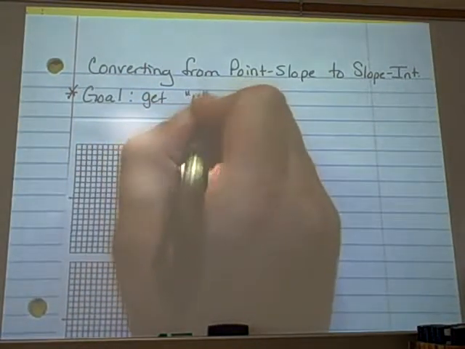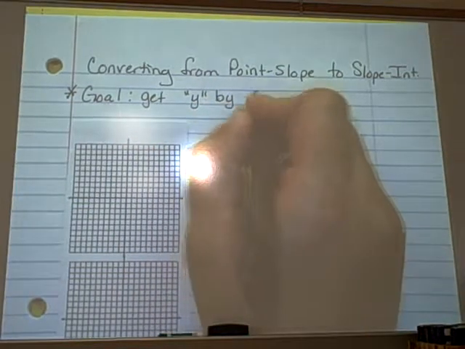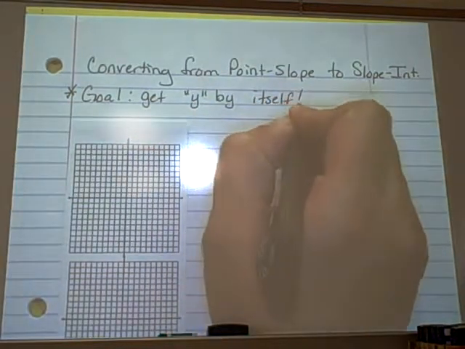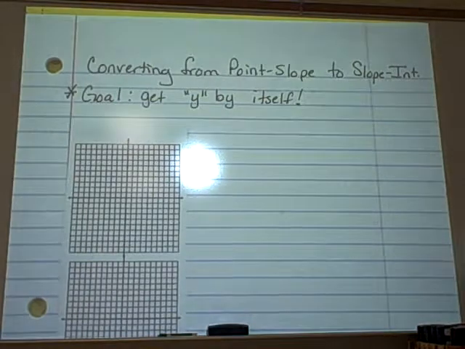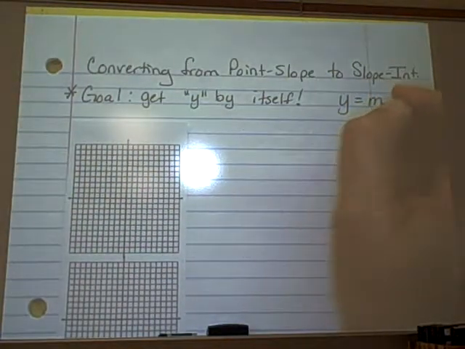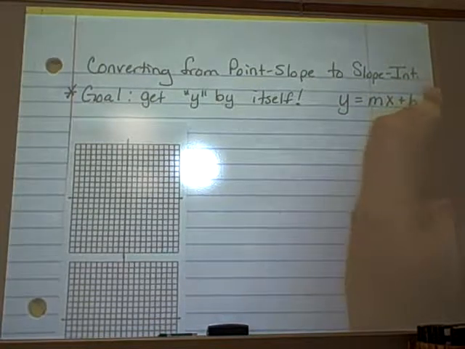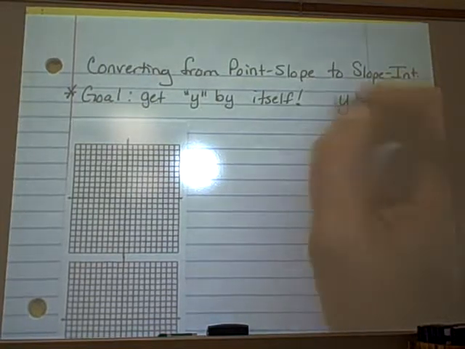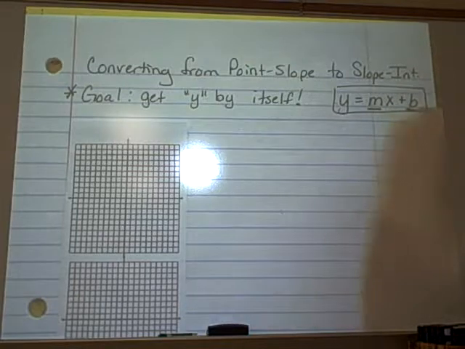get the y by itself. That's the goal, to get y all by itself, because we want y equals something x plus something. We need a number here and a number here. That's our goal.